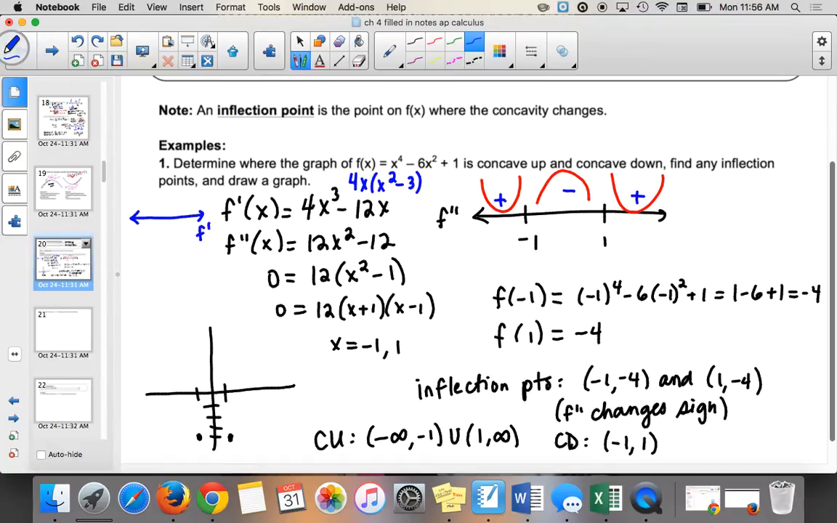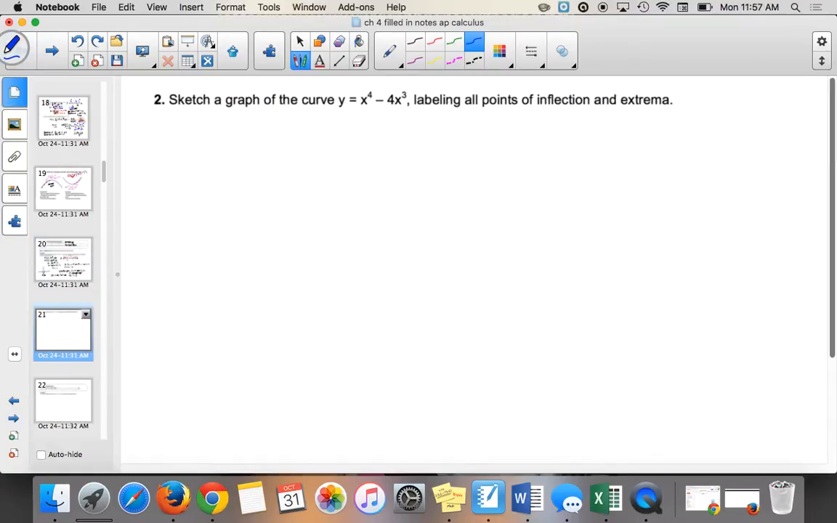We don't have to sketch a graph on this one. I shouldn't have said that on this one, but I think we're good. We're going to put all this together, and we're going to do all of these things eventually, but this is where it's changing from concave up to concave down. All right, we'll do another one. So number 2, it says sketch a graph of the curve, labeling all points of inflection and extrema, so maxes and mins. So we're going to do everything on this one.